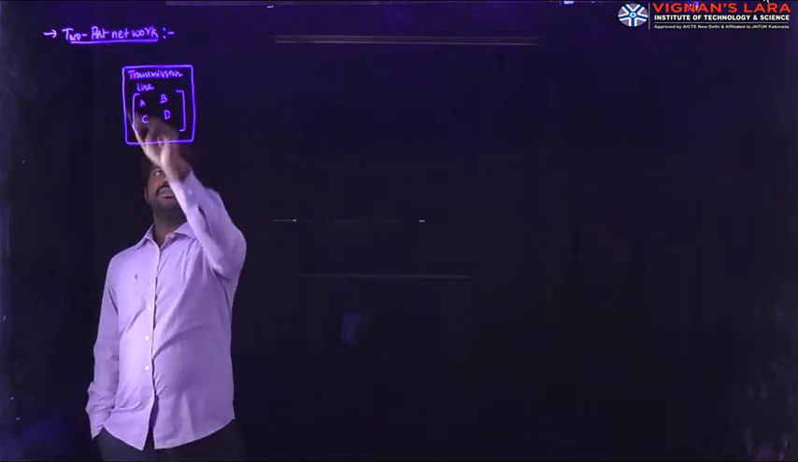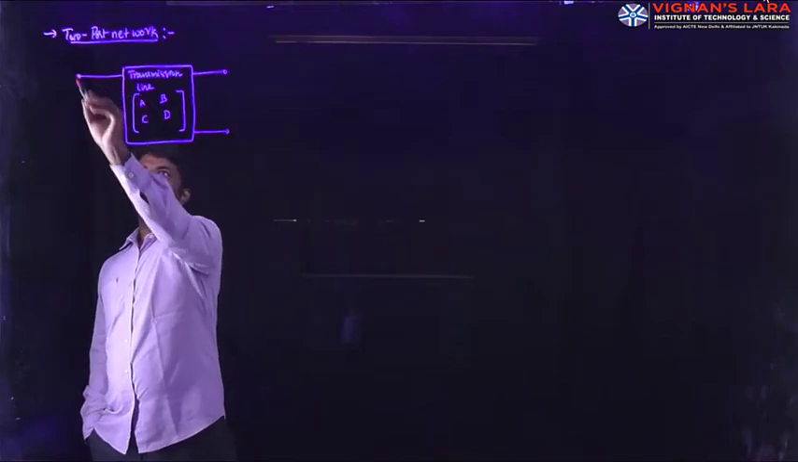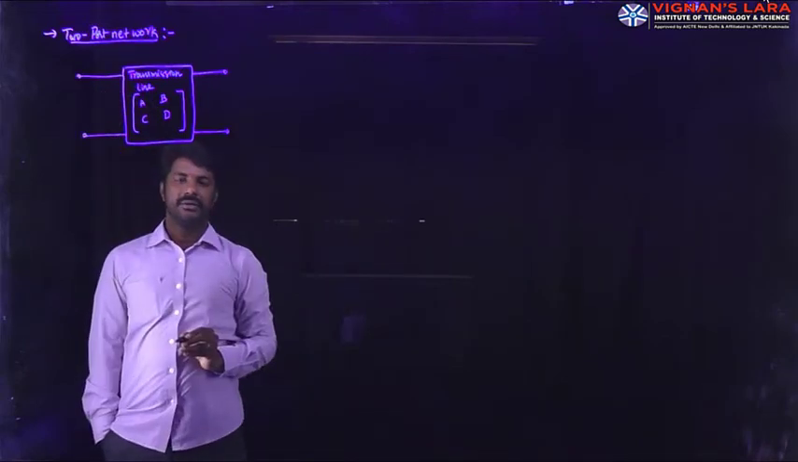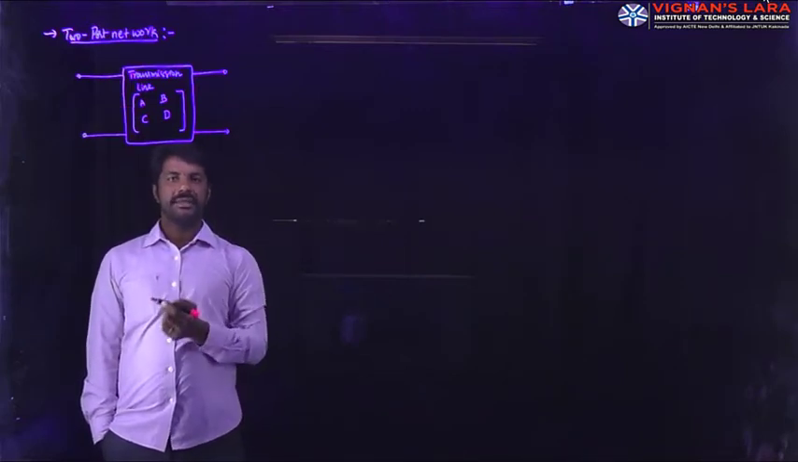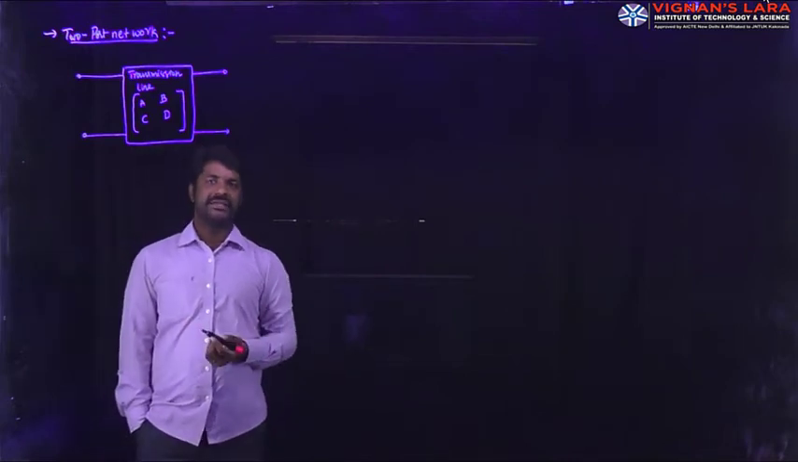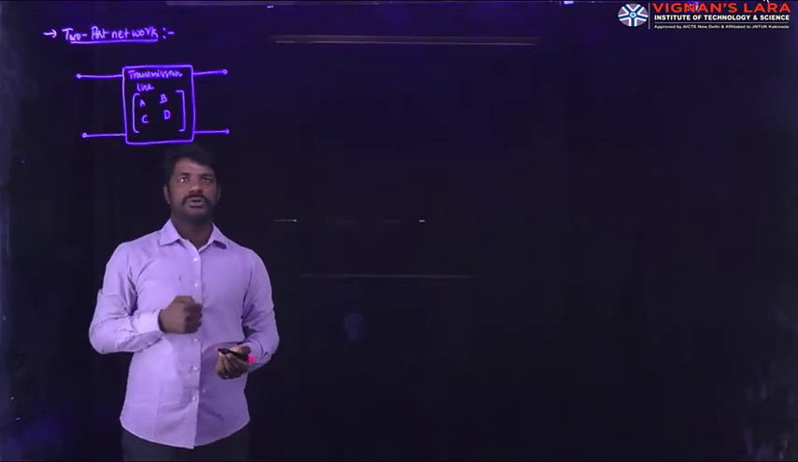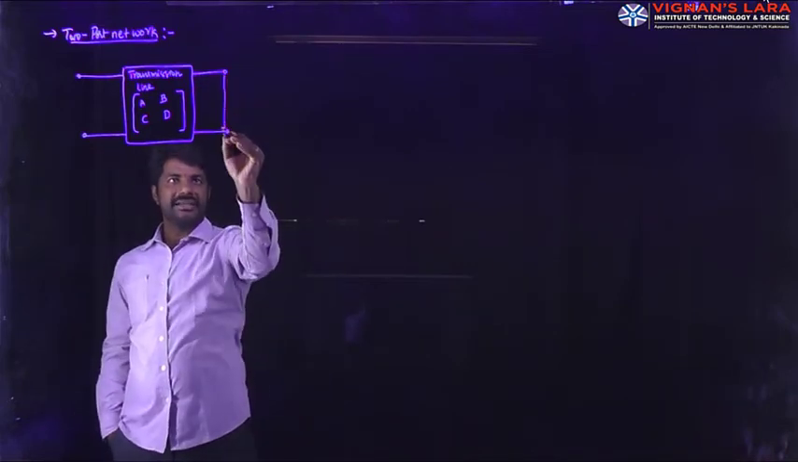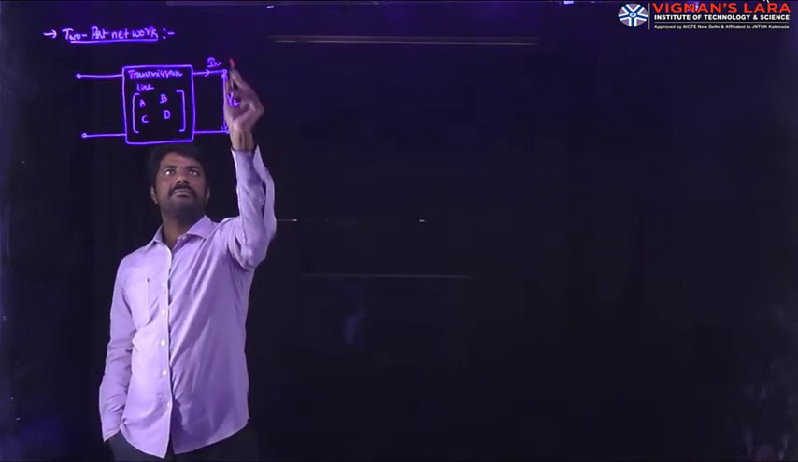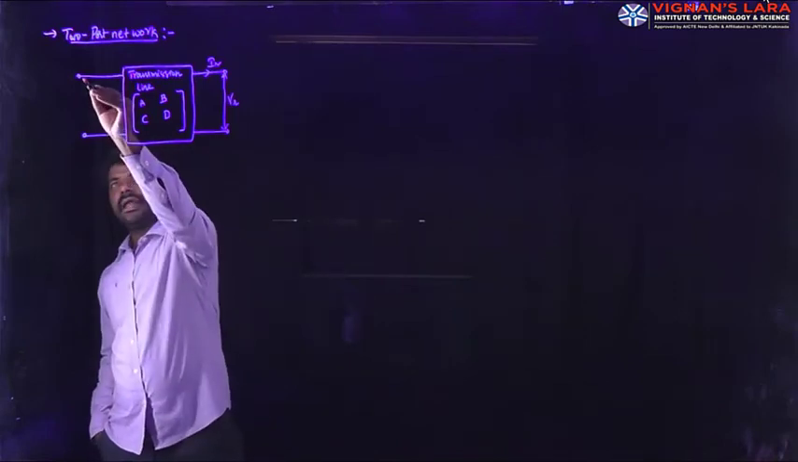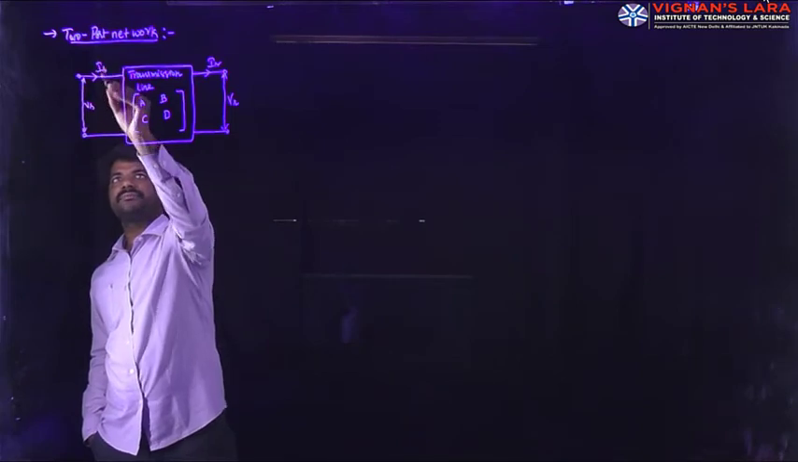So this black box has two ports as per our known concepts. This is the input port and this is the output port. In general, input is the sending end side and output is the receiving end side. Therefore the ports are the sending end port and the receiving end port. The quantities at the receiving end port are VR, IR, and at the sending end port the quantities are Vs, Is.